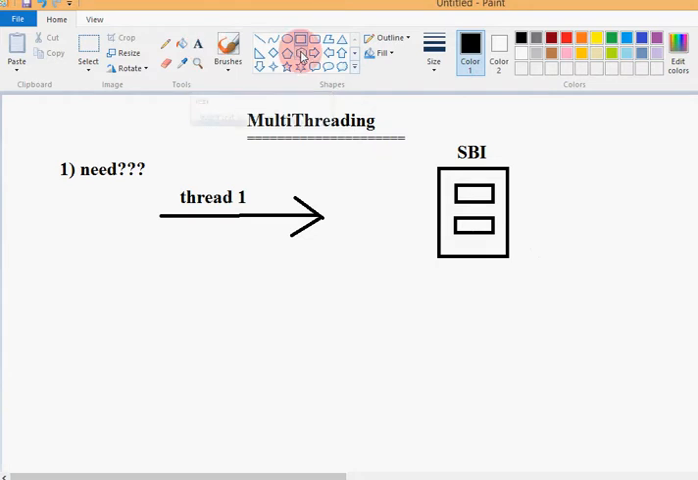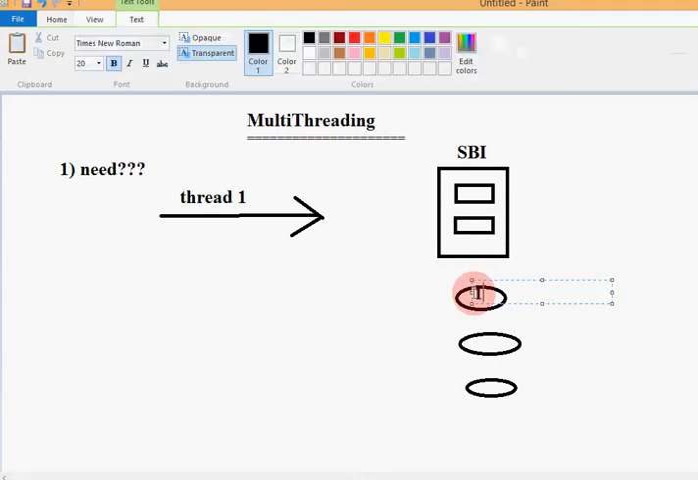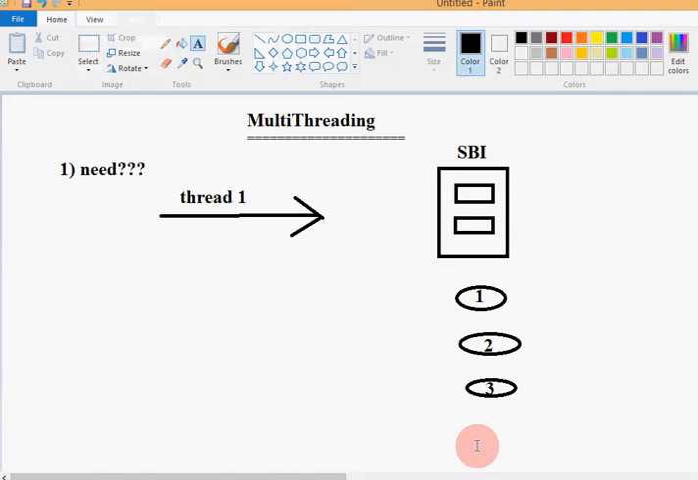There is a line of requests, or people, from 1 to 100. Here is one, here is two. Just like 100 people standing in a queue for collecting money at the State Bank ATM. Is the process going on sequentially or not? The process is going on sequentially.